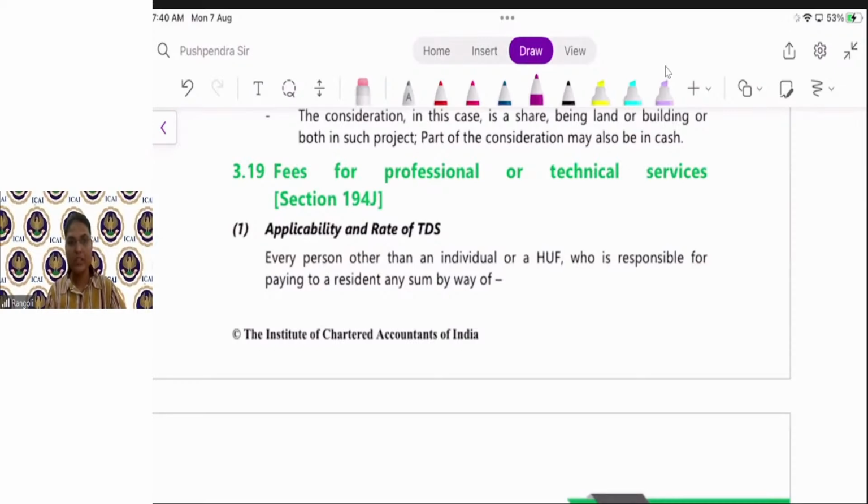Everyone clear with section 194IC? Yes or no?